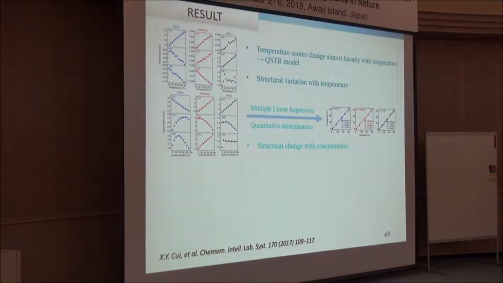Let's see the scores. Temperature score changes almost linearly with temperature, which can be used for quantitative analysis. And the structural variation in the solution can be revealed by the score change. The concentration score shows the quantitative analysis of the ethanol, and the interaction between ethanol and water can be revealed by the score change of concentration.